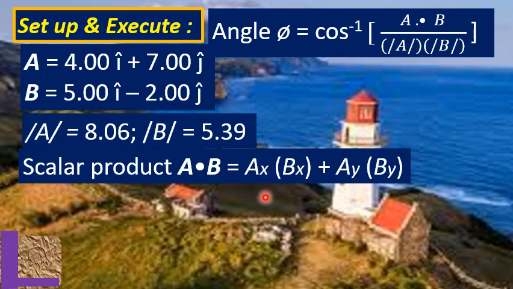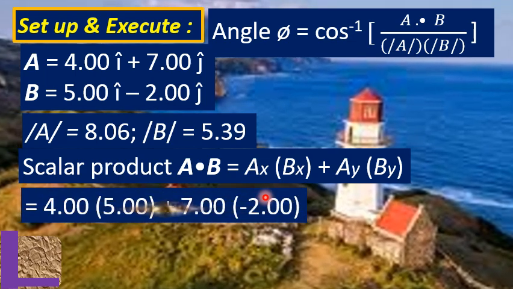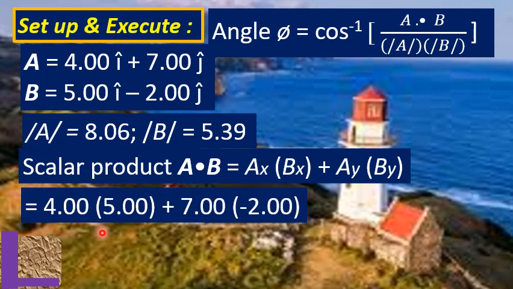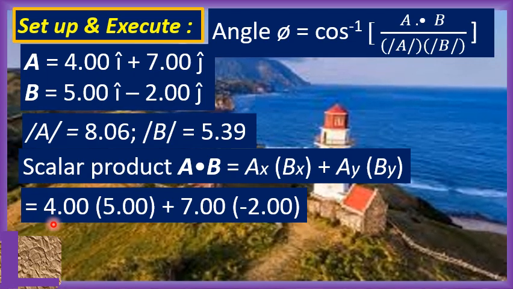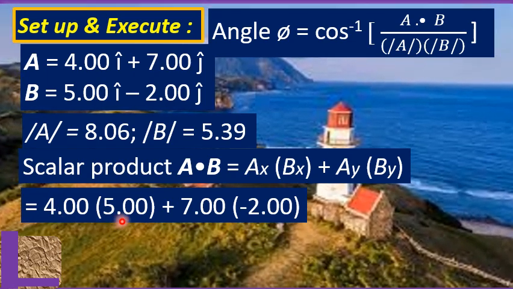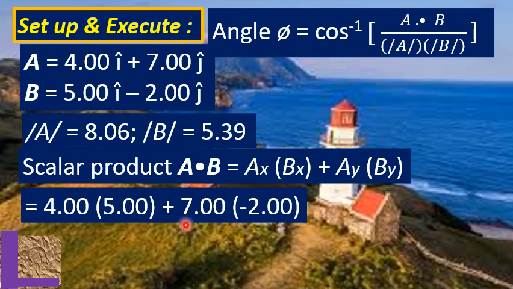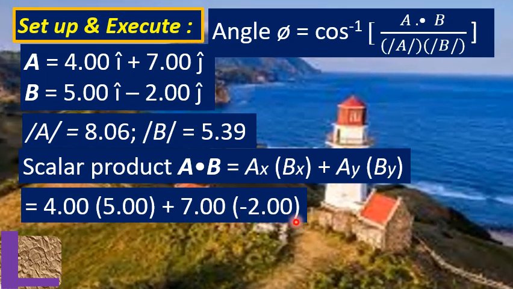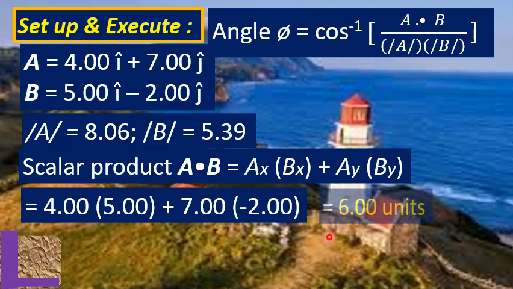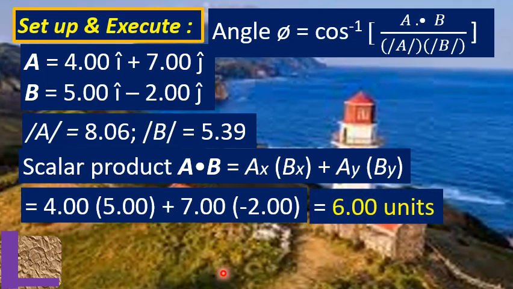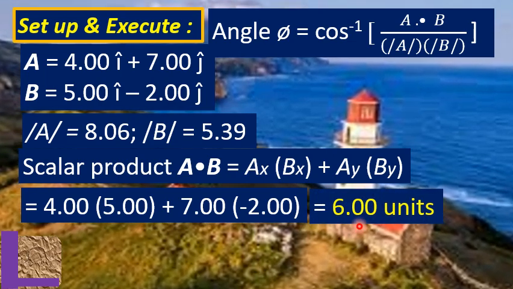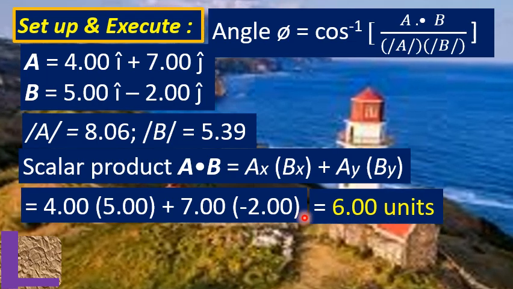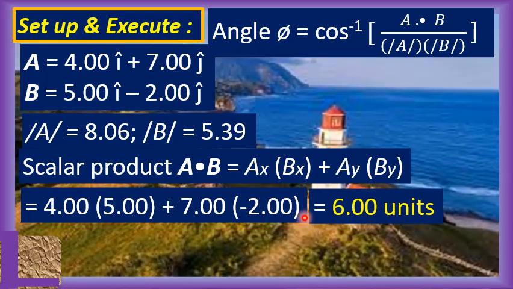So substituting the values, we get A dot B equals 4.00 times 5.00 plus 7.00 times negative 2.00, and we will get the scalar product, or A dot B, equals 6.00 units.